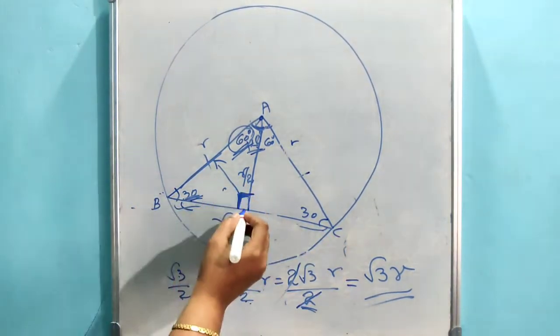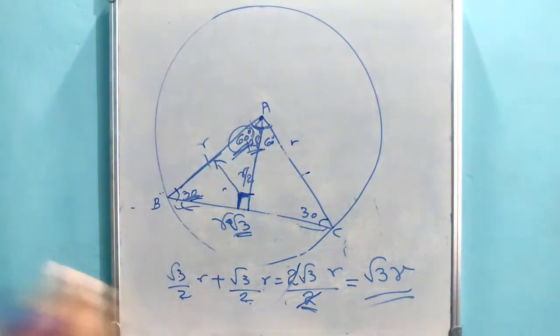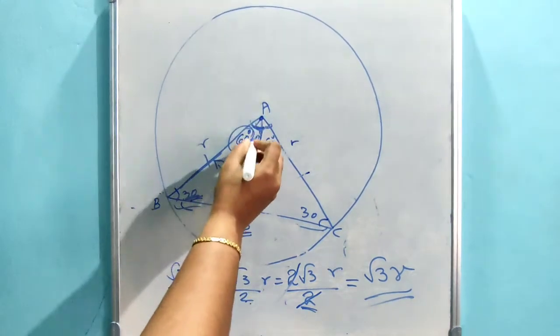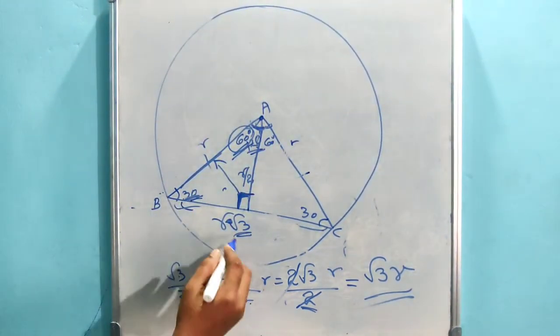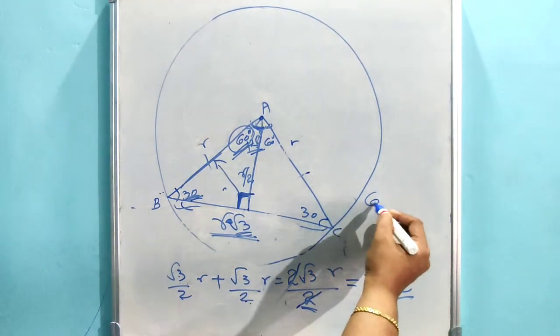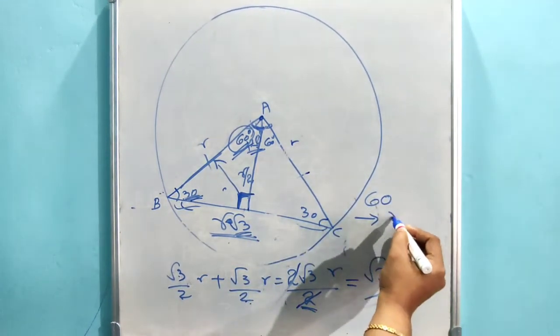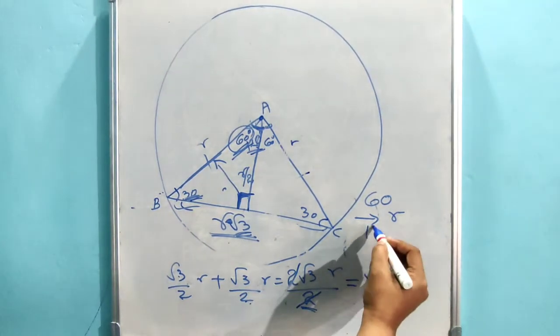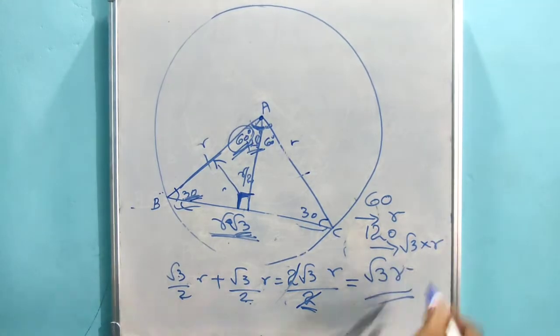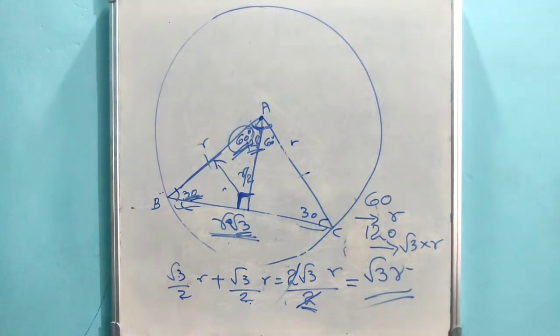When the central angle of the chord BC is 120 degrees, the length of the chord is root 3 times the radius. So if the central angle is 60 degrees, the length of the chord is R. And if the central angle is 120 degrees, the length of the chord is equal to root 3 times R. Then if another angle is there at the center, what happens?